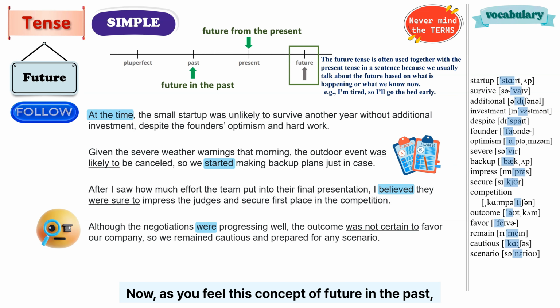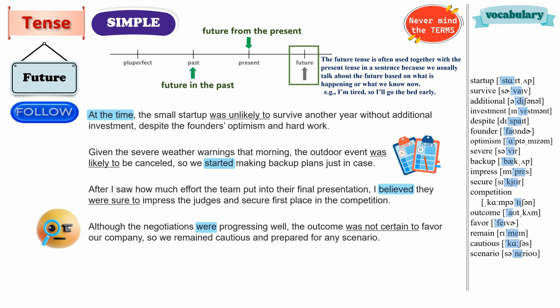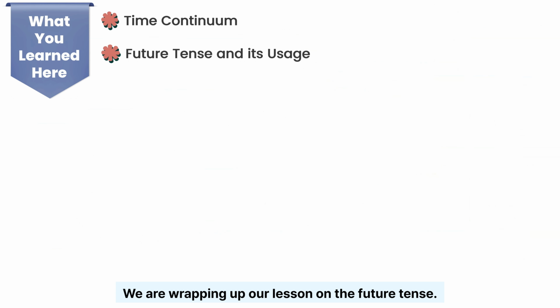Now, as you feel this concept of future in the past, listen from the beginning and read along. At the time, the small startup was unlikely to survive another year without additional investment, despite the founders' optimism and hard work. Given the severe weather warnings that morning, the outdoor event was likely to be cancelled, so we started making backup plans just in case. After I saw how much effort the team put into their final presentation, I believed they were sure to impress the judges and secure first place in the competition. Although the negotiations were progressing well, the outcome was not certain to favor our company, so we remained cautious and prepared for any scenario. We are wrapping up our lesson on the future tense.